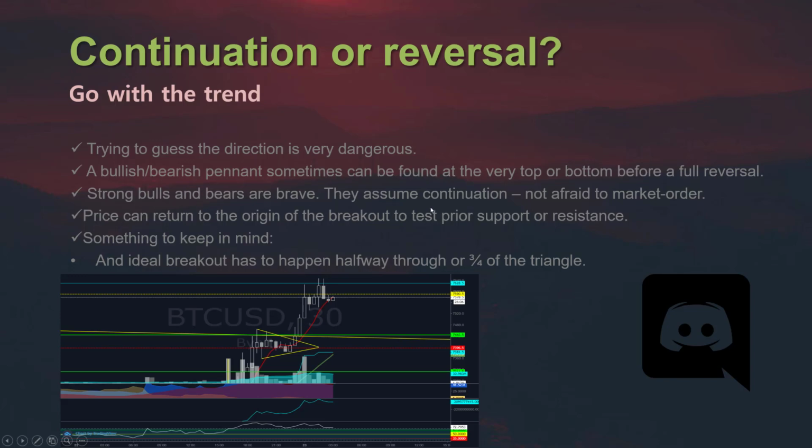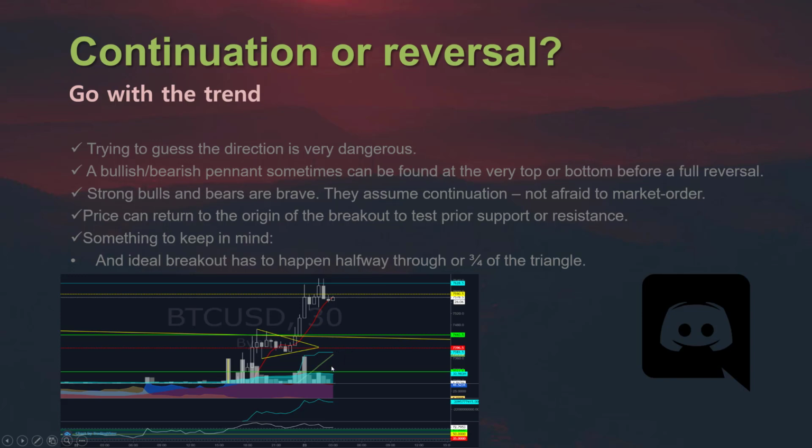A bullish or a bearish pennant sometimes can be found at the very top or the bottom before a full reversal. Here we have a continuation from last night, BTC 30-minute chart, just to show you that these triangles happen across markets. I actually traded these and gave signals. I clearly demonstrated the measurements and which levels were going to be hit, our targets, and those were all met.